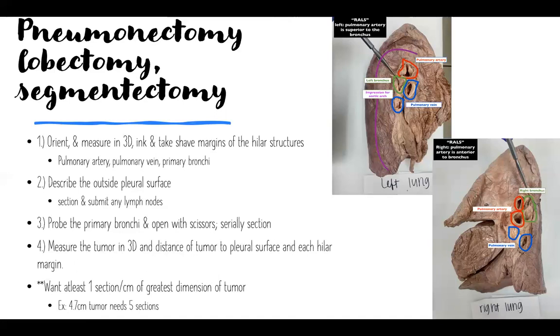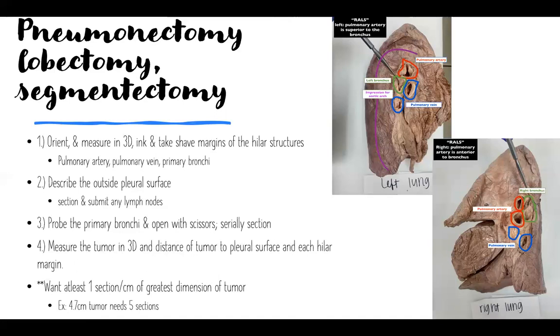And then you're going to want to start to look for any lymph nodes. They'll typically tell you if lymph nodes are attached in the specimen, but it's good to just take a quick look and see if you see any hilar lymph nodes attached to any parts of the lung. So you'll section and submit those entirely.